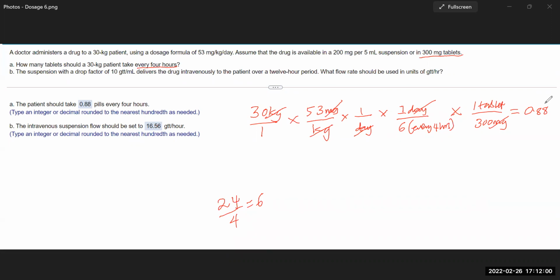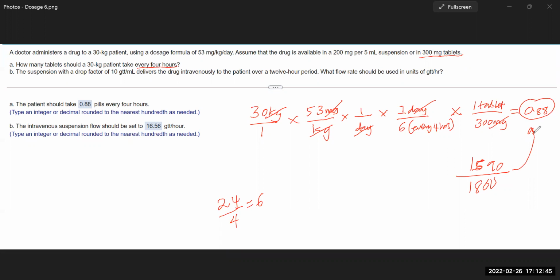Sounds good. Okay, let me break this down. Let me do the multiplication. I know some of you struggle with the multiplication. So we do 30 times 53, times 1 times 1 times 1, which will give you 1,590. And then you divide by 6 by 300. That is 1,800 at the bottom. So if you do 1,590 divided by 1,800, that should give you the 0.88 that we're referring to. Okay, so that's the first part of the problem.